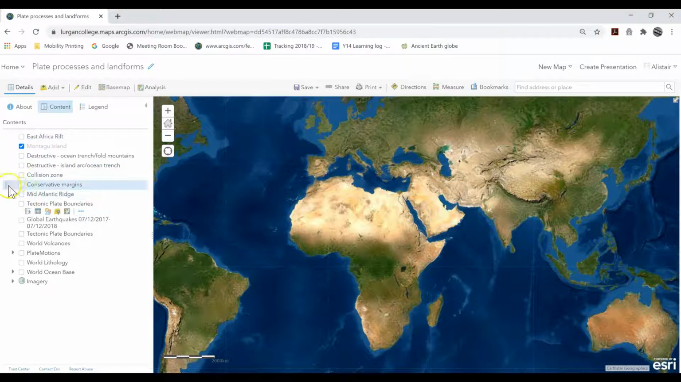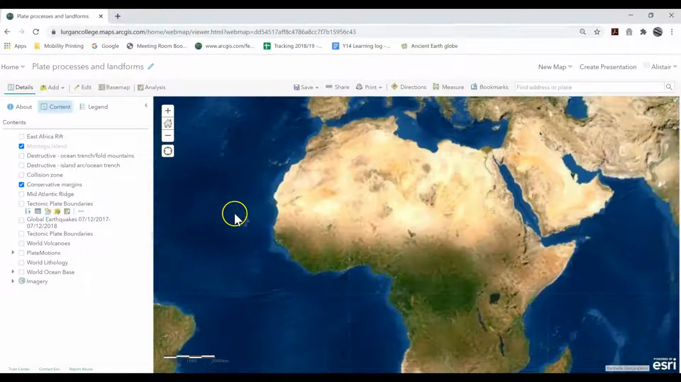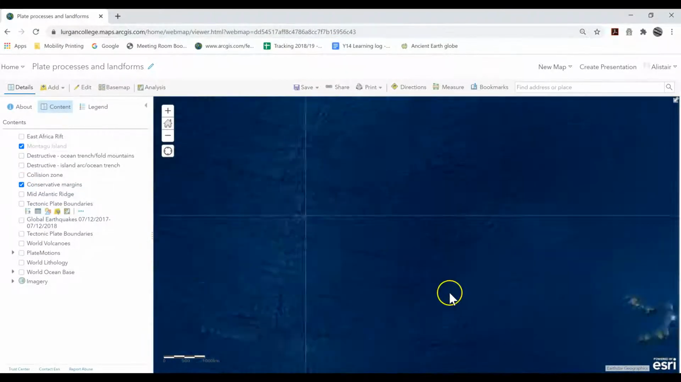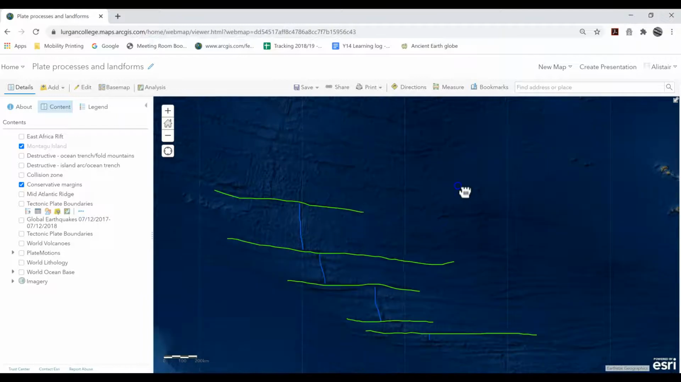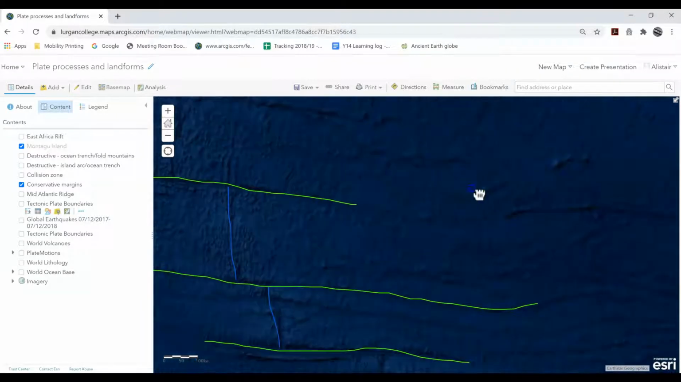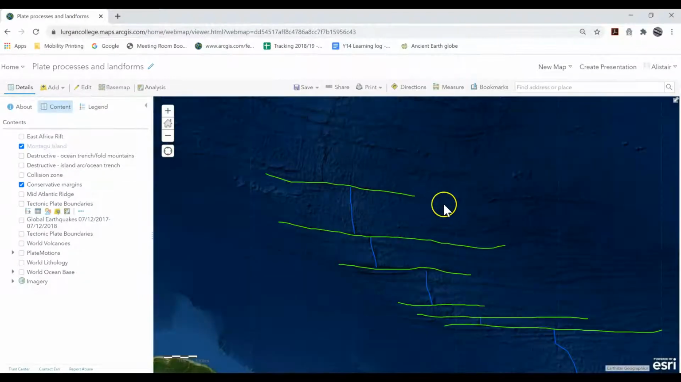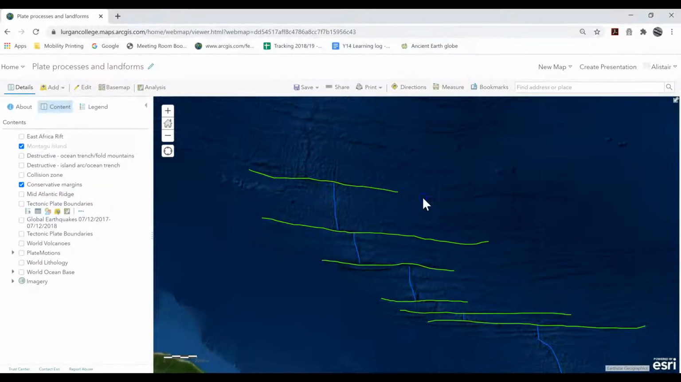Okay, let's go to the second of our plate margins, and we're going to take a look here at conservative margins. So you'll remember from GCSE that a conservative plate margin happens whenever plates are moving alongside each other. What I want to do is to look in here and see precisely and exactly how they form and where.